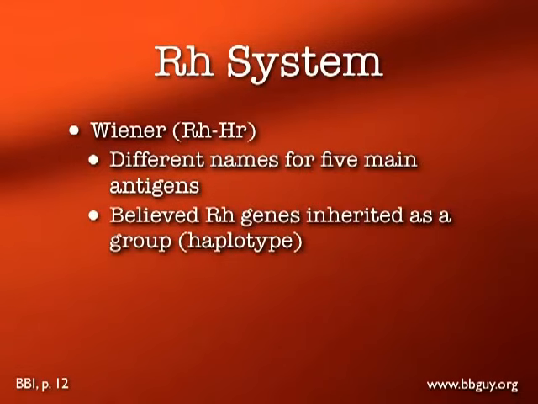Dr. Wiener, on the other hand, described what's known as the Rh-Hr terminology, and he gave different names for those five main antigens, but really those are not important for us in blood banking now. Hardly anybody even remembers them, and very few people use them. Some do, but very few. But his main contribution was that he believed that the Rh genes were inherited as a group, one haplotype from each parent. And let me show you how he described this.